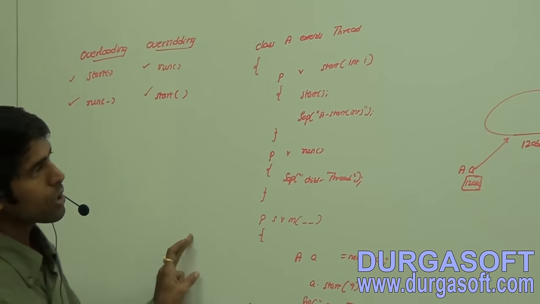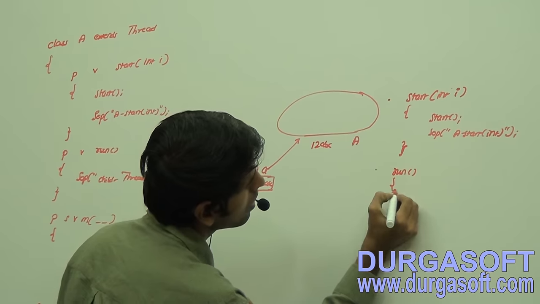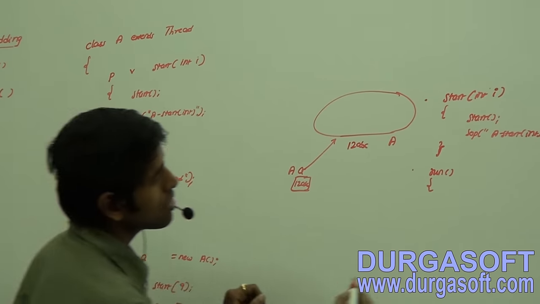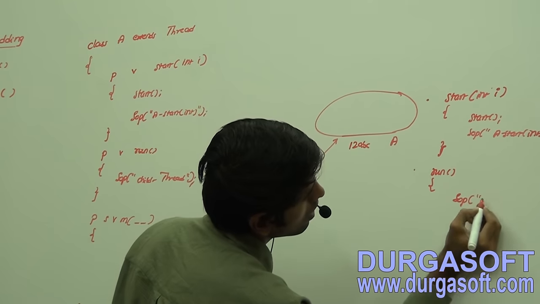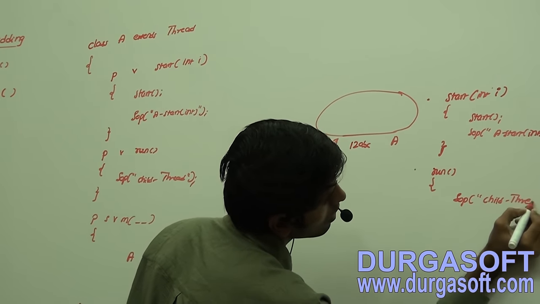Now which method is going to get associated? Now the run method, okay, which is having implementation as what? Child thread, okay. These all things happen at runtime only, okay.